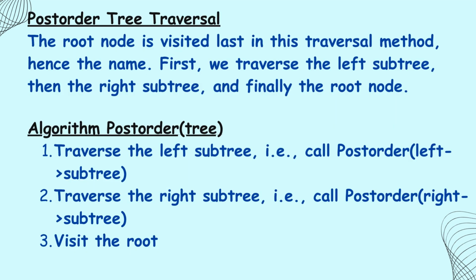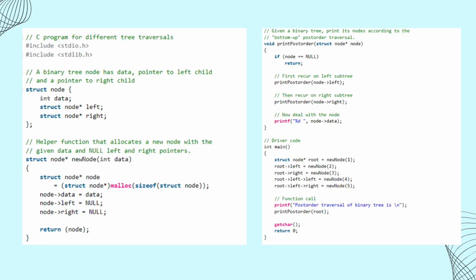Post-order tree traversal. The root node is visited last in this traversal method, hence the name. First, we traverse the left subtree, then the right subtree, and finally the root node. Algorithm post-order tree. Traverse the left subtree, traverse the right subtree, visit the root. The program is as follows.